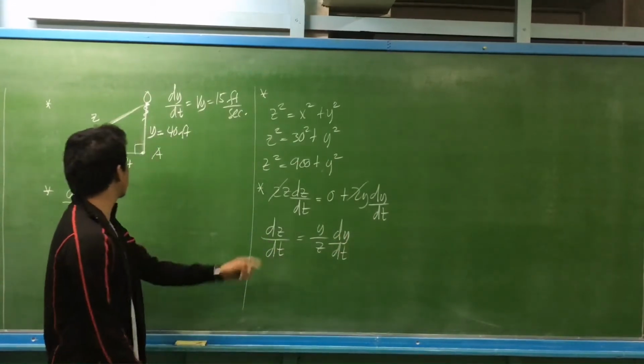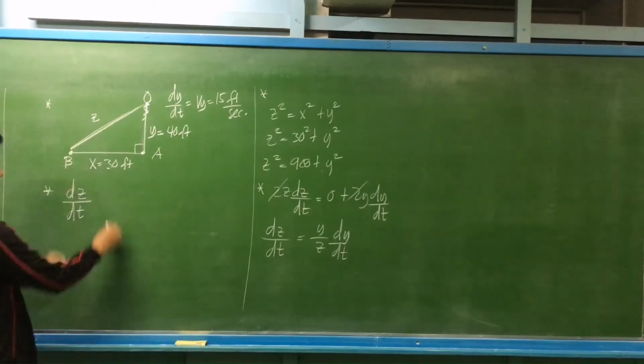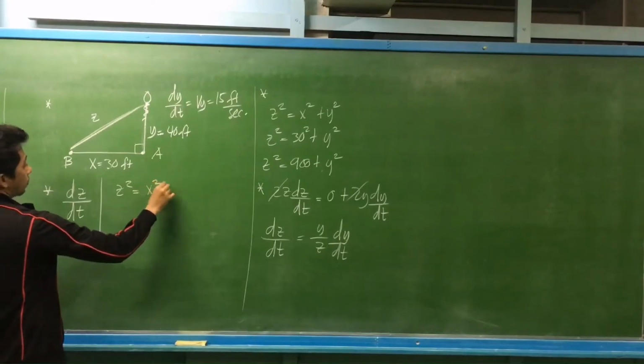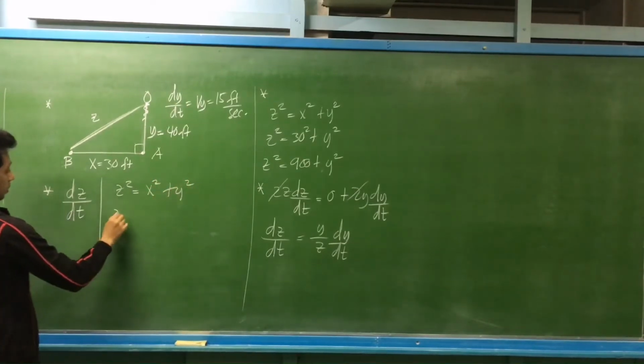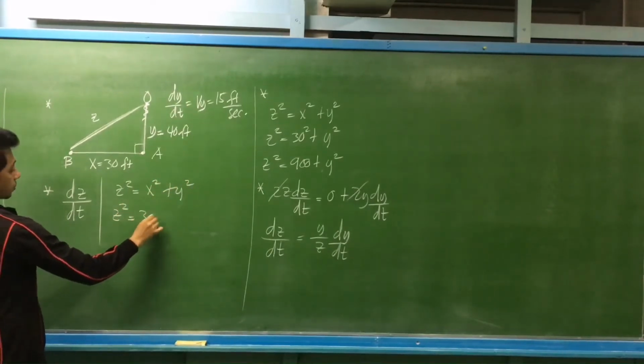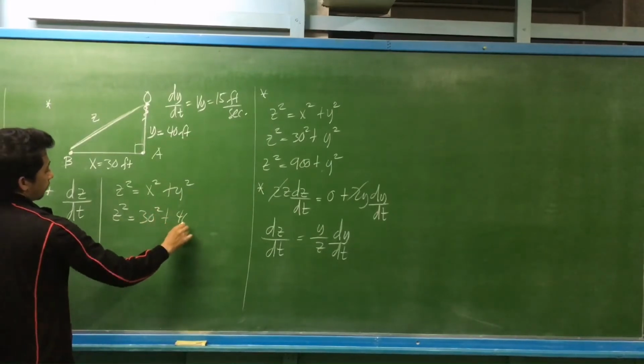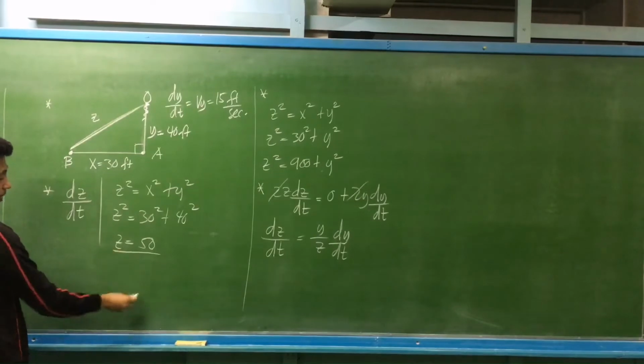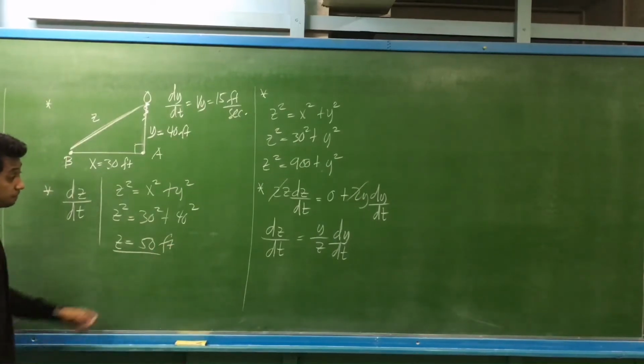Okay, so what's the value of z? We can get the value of z by the Pythagorean theorem. z squared is equal to x squared plus y squared. The value of z squared is equal to 30 squared plus 40 squared. So obviously the value of z will be equal to 50 feet.